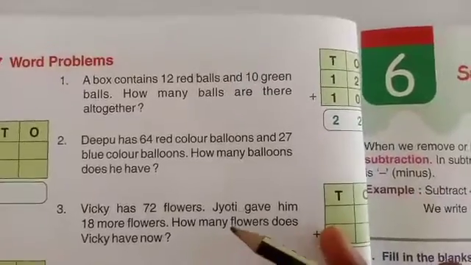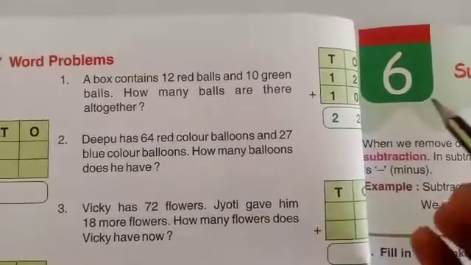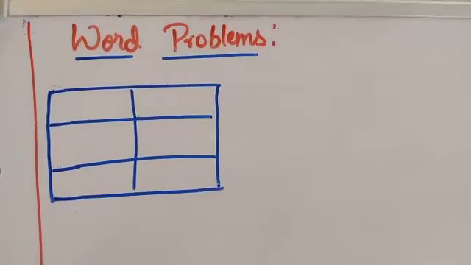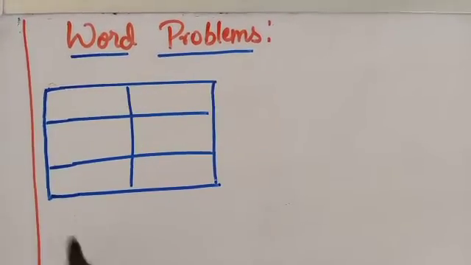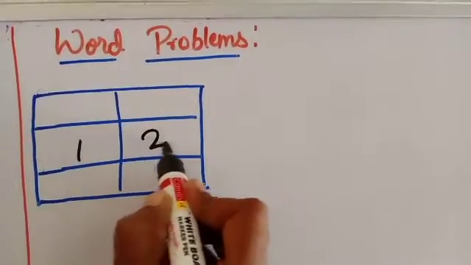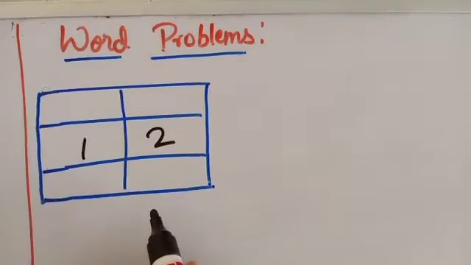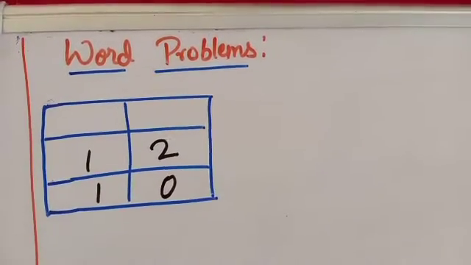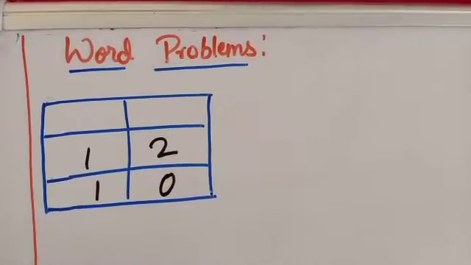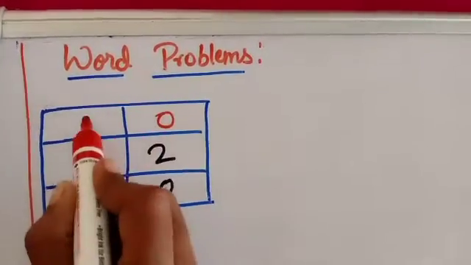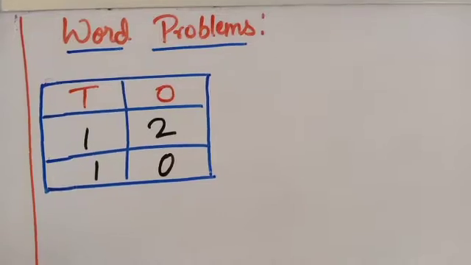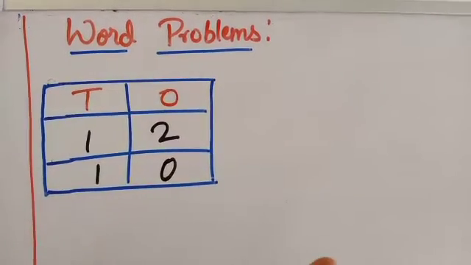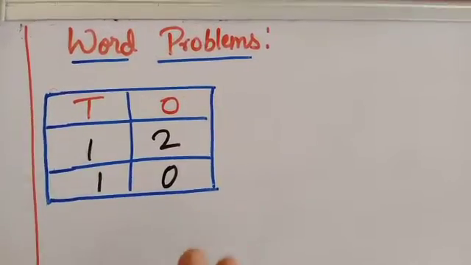So let's do it once again on our board. Let's start. How many red balls, children? 12. So let's write here 12. And how many green balls? 10. So we have to write the place value also, that is ones and tens. Now we have to find out the total, how many balls are there in that box.